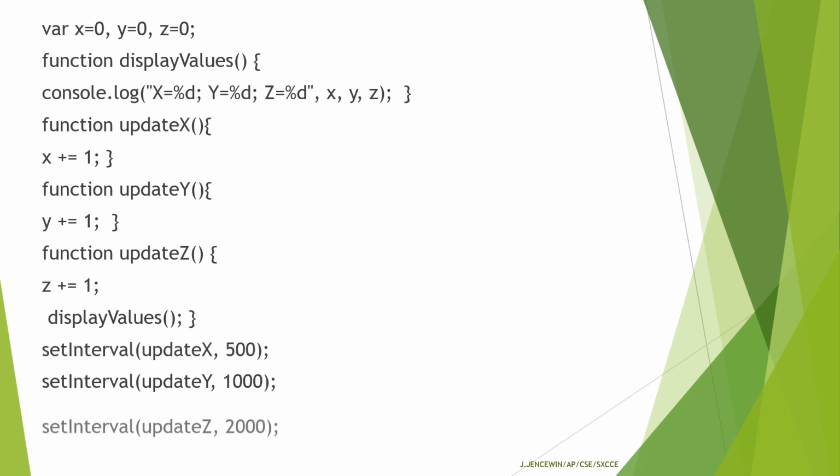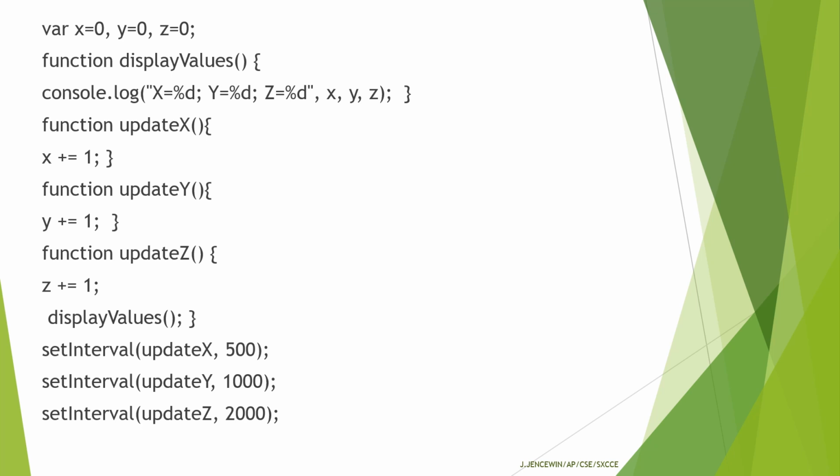Now we are invoking setInterval of updateX, 500. This updateX, that's a callback function, is executed every 500 milliseconds. So this x value gets incremented every 500 milliseconds. And the next one, setInterval updateY, 1000 milliseconds. That means the updateY function updates the y value by 1 after every 1000 milliseconds. And the third one, setInterval of updateZ, comma 2000. So this will get executed after every 2000 milliseconds, or 2 seconds.